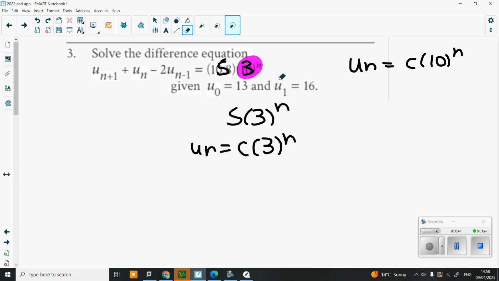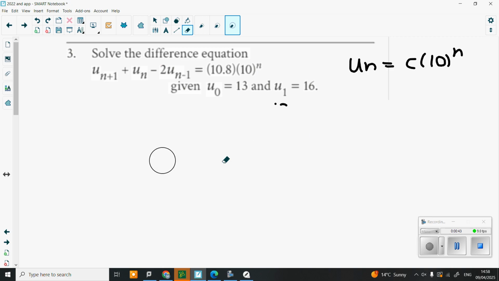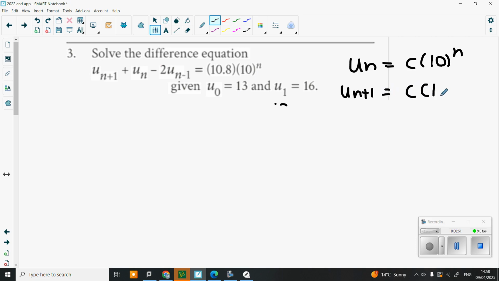Now that you've figured out that this is what you're doing, you're after your particular solution. So you're going to figure out what un plus 1 is. So un plus 1 will be what, guys? 10 to the power of n plus 1, isn't it? And that's 10 to the power of n by 10 to the power of 1. Would you all agree it's 10c times 10 to the power of n? Is that right with you guys? See the way I just put in the power?